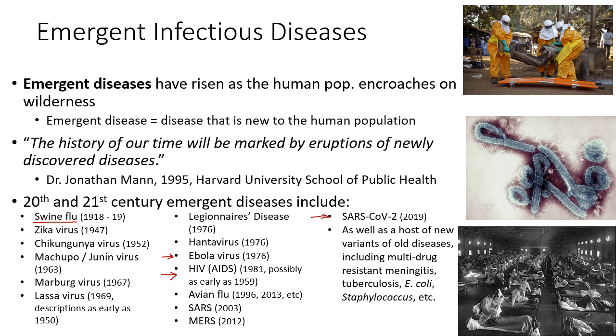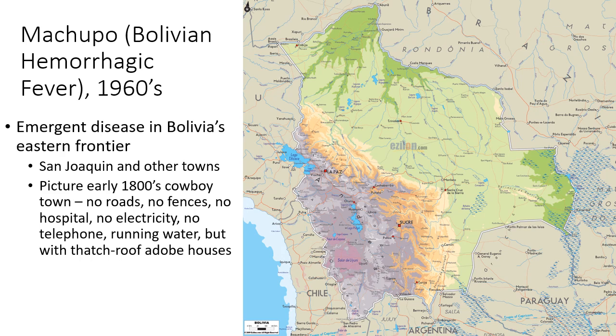SARS-CoV-2, definitely very familiar. You guys are very familiar with that. However, there is some debate about where that truly originated, but it is still an emergent disease, whether it originated in an animal or if it originated in a lab. But I want to highlight one of these emergent diseases, which is Bolivian hemorrhagic fever, or machupo. This emerged in the 1960s.